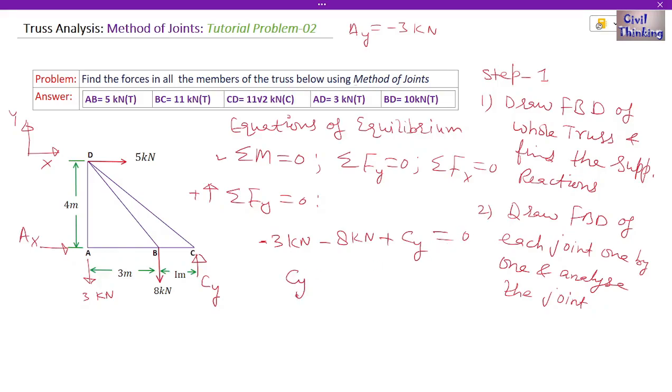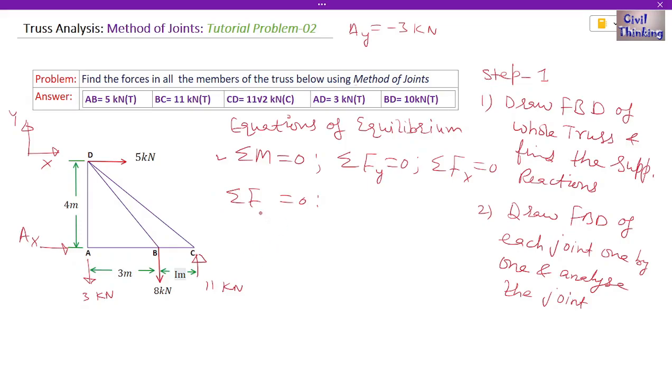Now when we rearrange this, we will get Cy to be 8 kilonewton plus 3 kilonewton. Now 8 plus 3 is 11, right? So we get the value of Cy to be 11 kilonewton. This is a positive value, so this Cy is 11 kilonewton. Since we got a positive value, it means our assumed direction is right. That means the support reaction at C is vertically upwards. So I will write it here. Now we have to find this AX reaction, so let me erase this first.